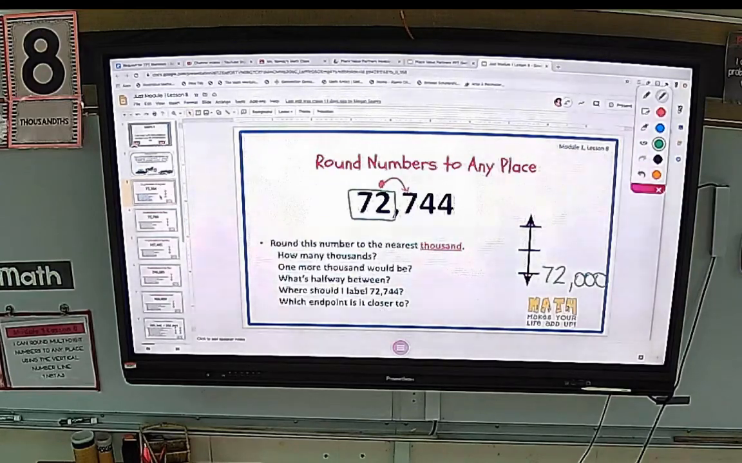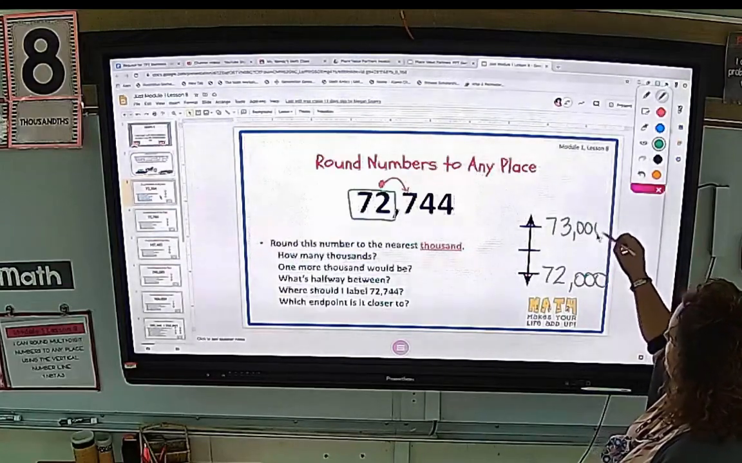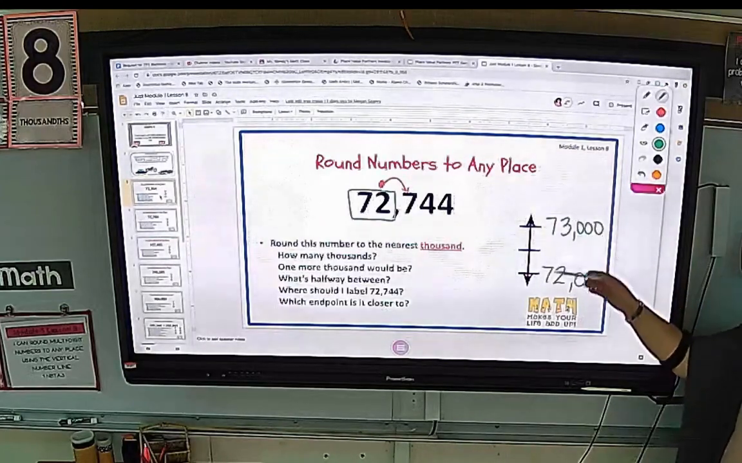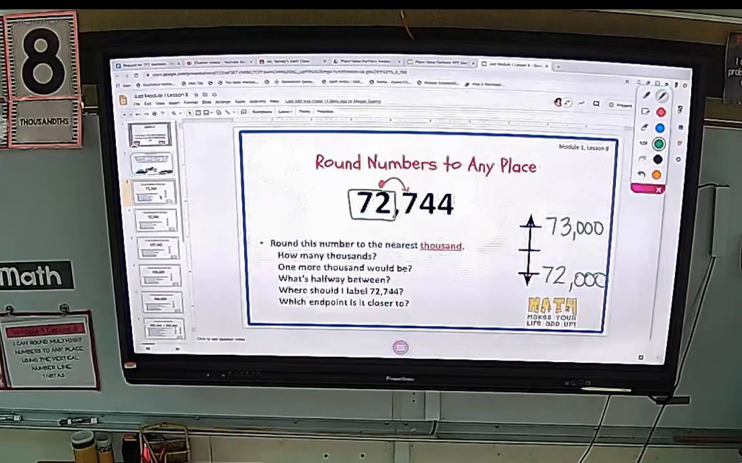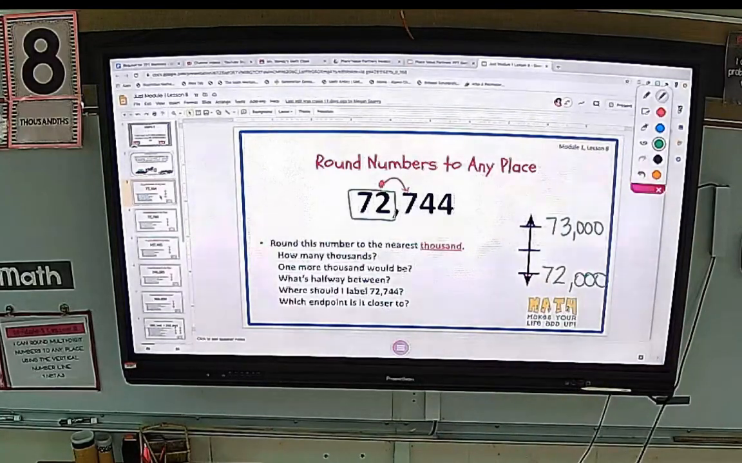So if we add 1,000, what is the next 1,000 after 72,000? If you're counting, 71, 72, 73,000. These are just 1,000 apart, even though they look like really large numbers, and they are. But they're just 1,000 apart. So what would our middle number be? Half of 1,000 is 500. What do we think that middle number would be?